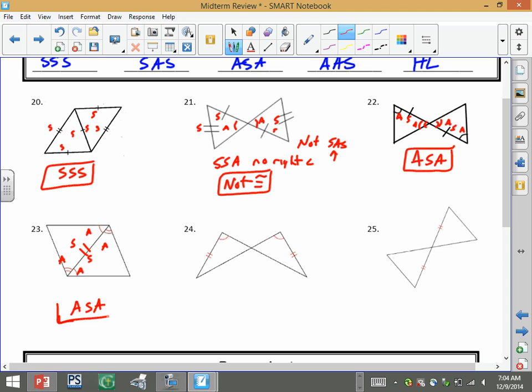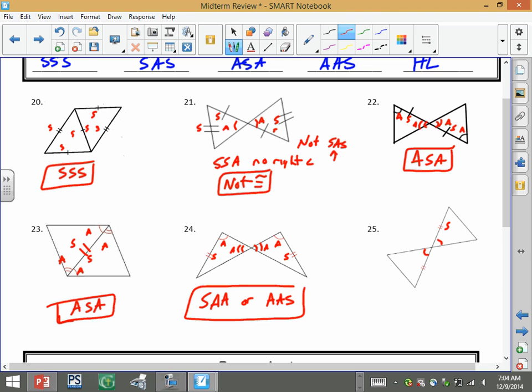Here, mark a vertical angle again. Then we go side, angle, angle, side, angle, angle, which means these are congruent by SAA or AAS. Either one of those, it's really saying the same thing. And then in 25, we mark a vertical angle, so we have an S and an A in the top triangle, an S and an A in the bottom triangle, but we don't have enough information. SA isn't one of our theorems, so right here, these again are not congruent.